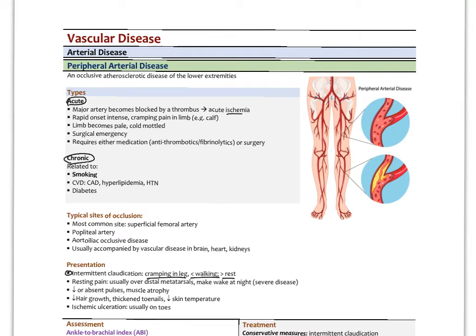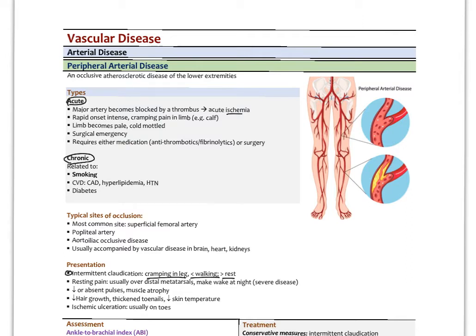And so that would result in rapid onset, intense cramping pain in the limb, like in the calf. The limb becomes pale, cold, and mottled. That's going to be very different from a venous thrombus, which blocks the venous outflow. Then the calf becomes swollen, more purplish. It looks like it's congested with venous blood. So in this case, it's due to a blockage of the arterial supply and oxygen to those tissues.